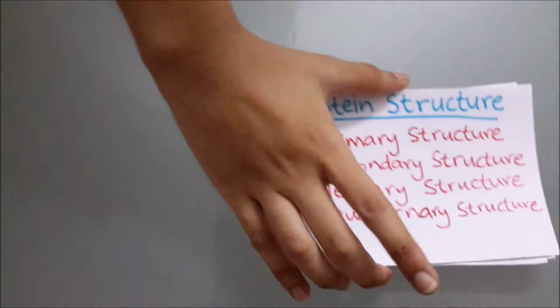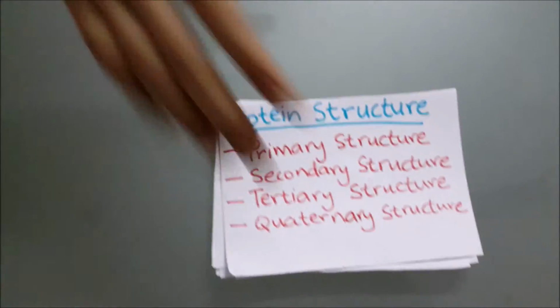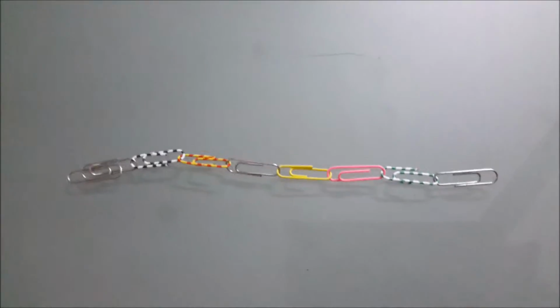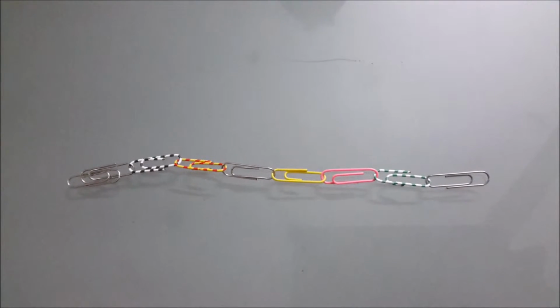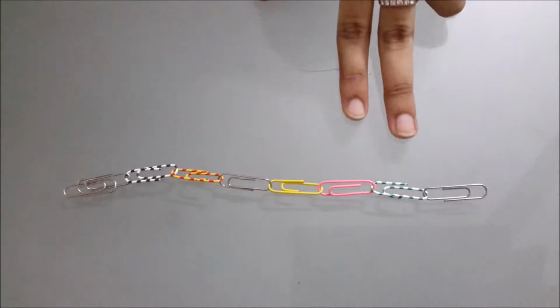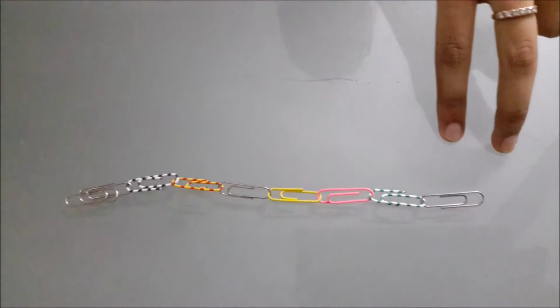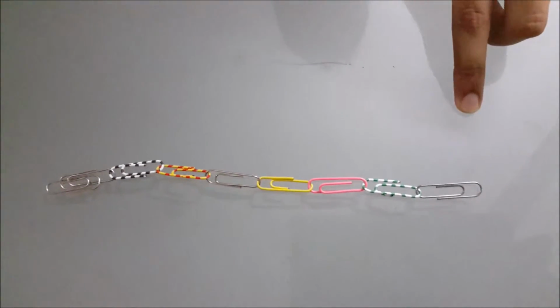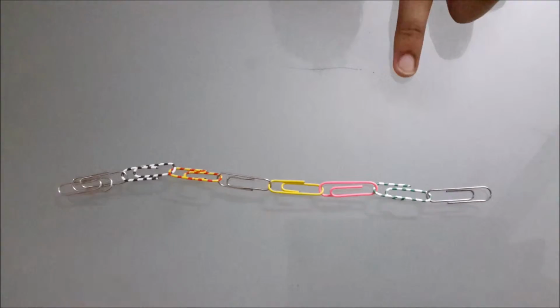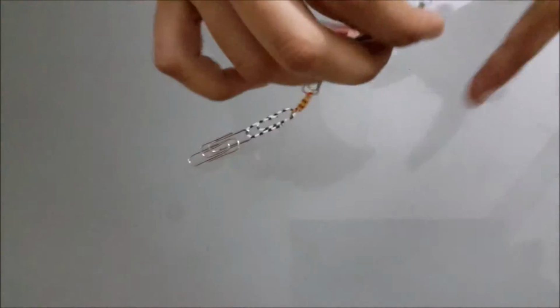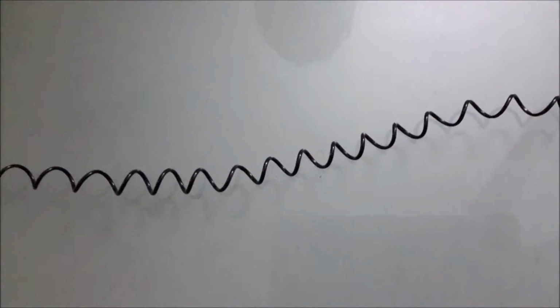After the primary structure, you have the secondary structure. Suppose this is a polypeptide chain and each gem clip is an amino acid. Each gem clip has a CO and an NH group. As they are both polar groups, they start to form hydrogen bonds and they start to coil like this. So the secondary structure becomes a coil structure like this, which we call an alpha helix.